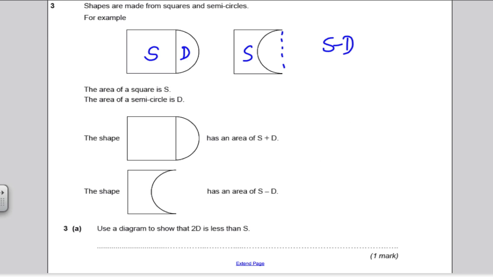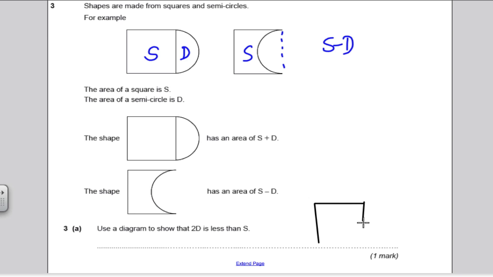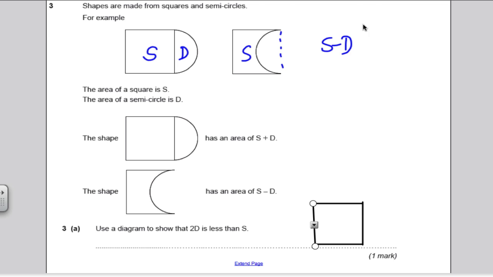Well, if you had S, let's just draw ourselves out what an S looks like. An S looks like a square, like as follows. And we know that if you take a D out of it, it looks like that. And if you take another D out of it, it would look like that. So we have some leftover area in here. So that shows us that the square is bigger than 2 lots of the semicircle. I.e., another way around of reading that is that 2D is less than S. 2D is less than S.